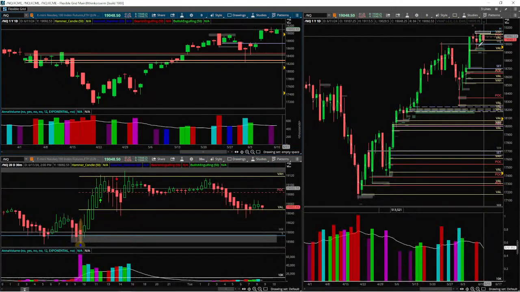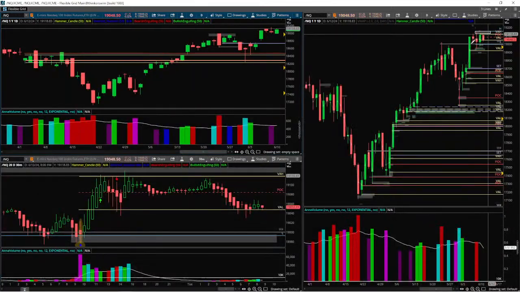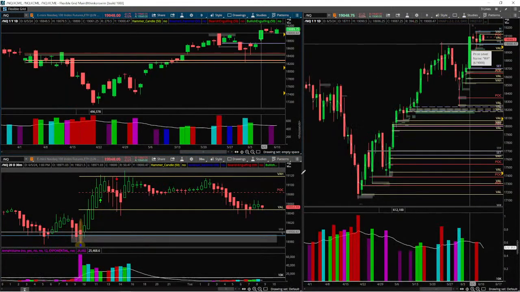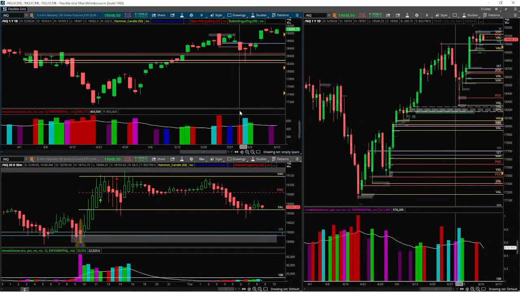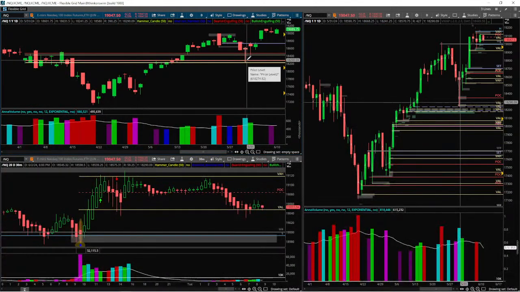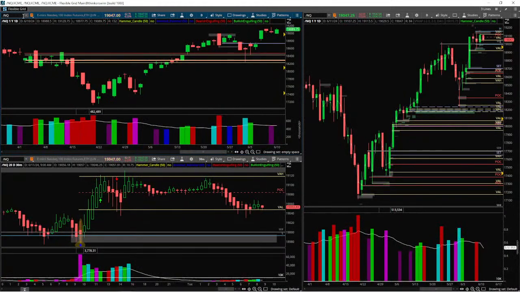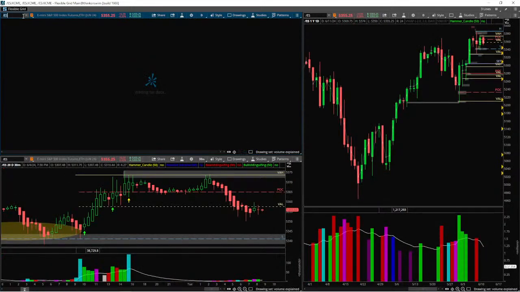So I'm not sure if we're building a pattern here. I think it's a pennant, and I don't know which way these pennants go because I don't really do these patterns so much, really at all. So that's NQ. Okay, ES.